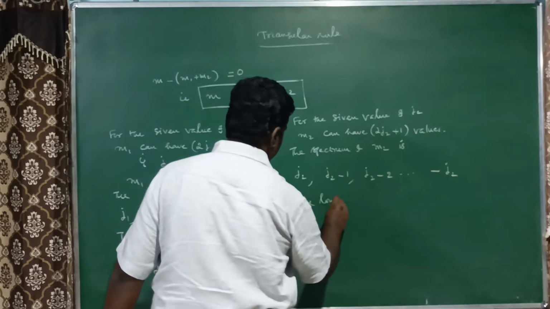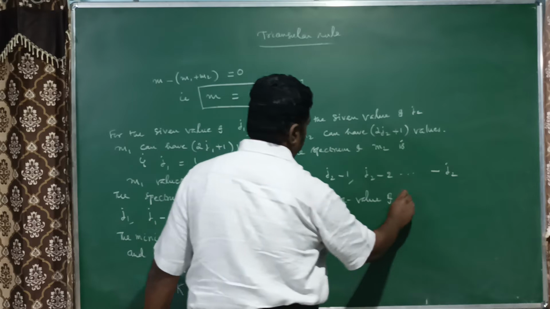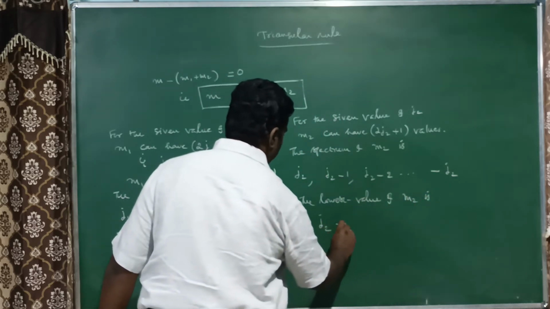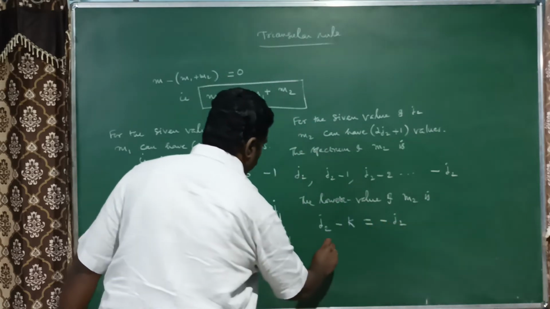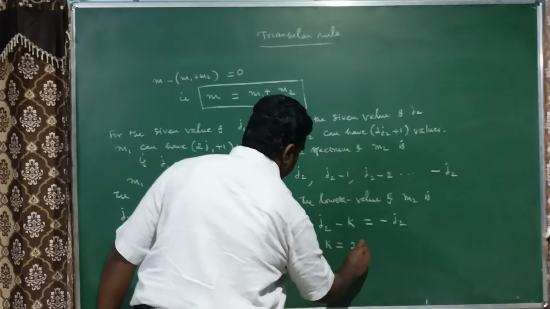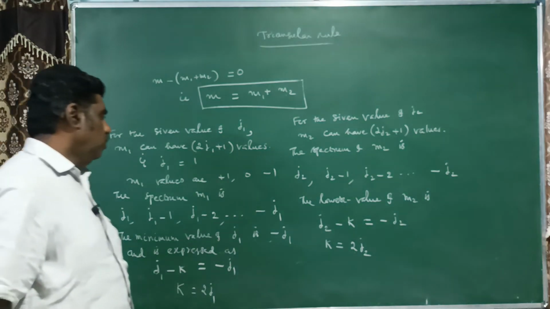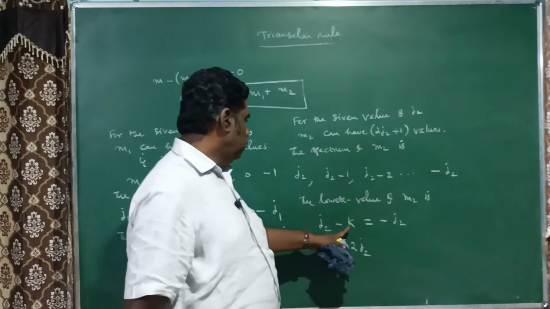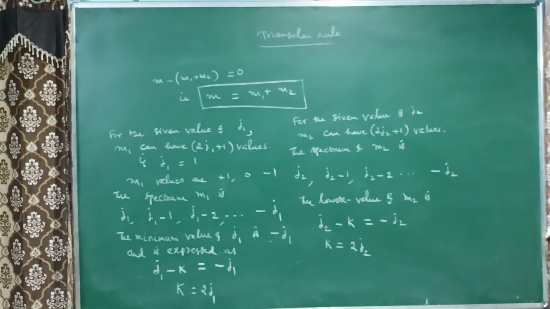The lowest value of M2 is J2 minus K, which is equal to minus J2. Therefore, K equals 2J2. If you substitute K equal to 2J2, we get J2 minus 2J2 equal to minus J2. In this way, we have arrived at the values of M1 and M2.